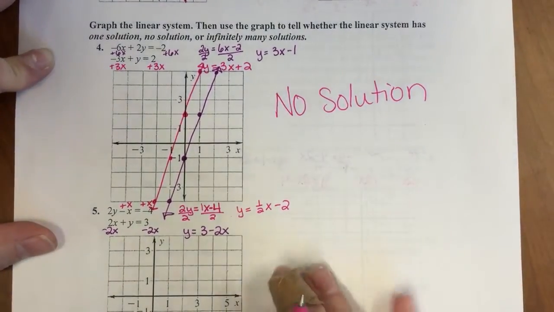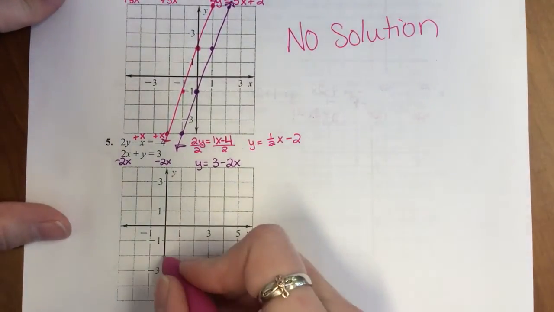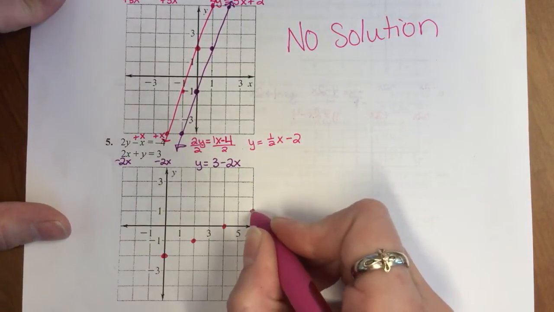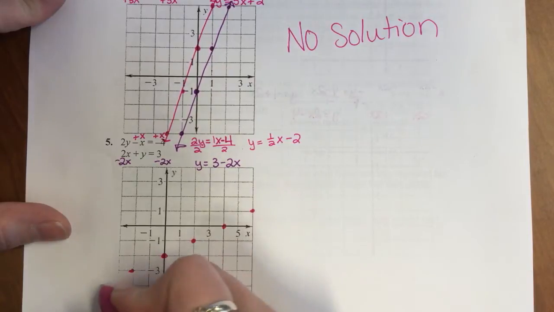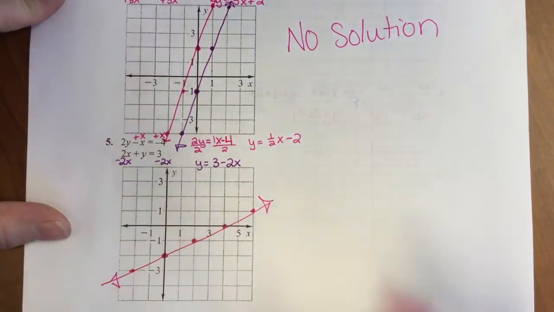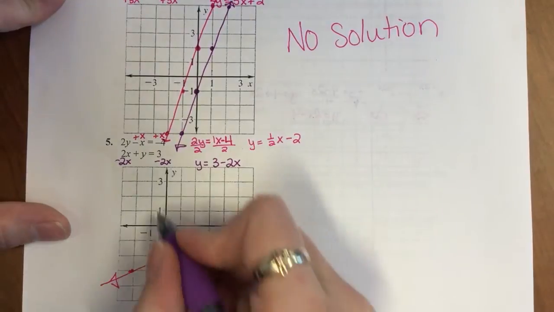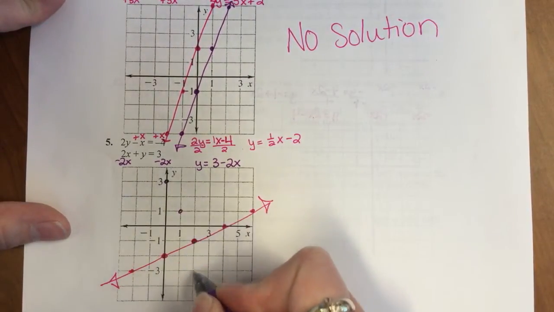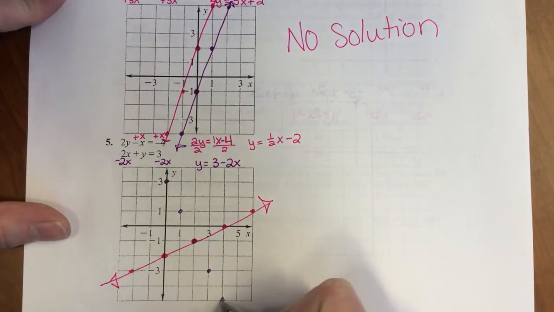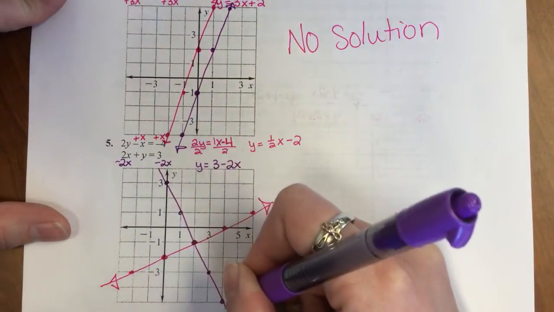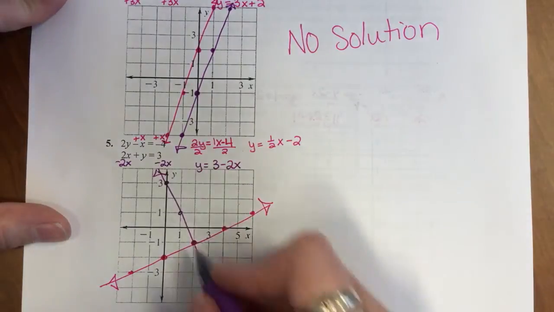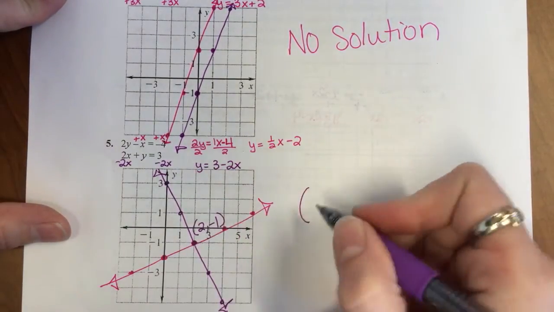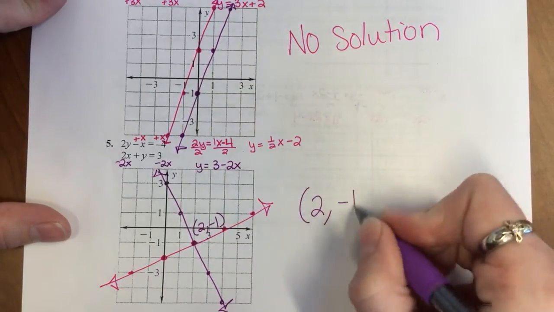Moving on, -2, up 1, forward 2, up 1, forward 2, up 1, forward 2, down 1, back 2. There's that line. And we start at 3, down 2, forward 1, down 2, forward 1, down 2, forward 1, down 2, forward 1. There's our graph. And they cross at 2, -1. So that is one solution, and our solution is 2, -1.